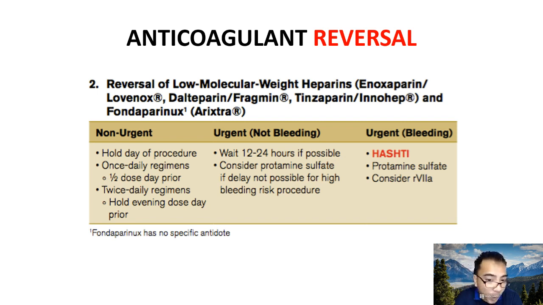If it's urgent, wait 12 to 24 hours if possible. Consider protamine sulfate if delay not possible for high bleeding risk procedures. Again, if it's urgent, HAS-T, give protamine sulfate and consider recombinant factor 7A.